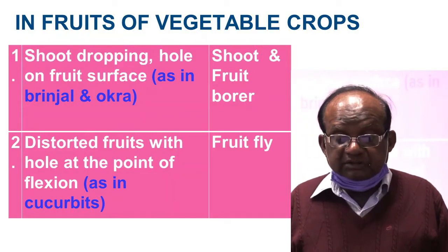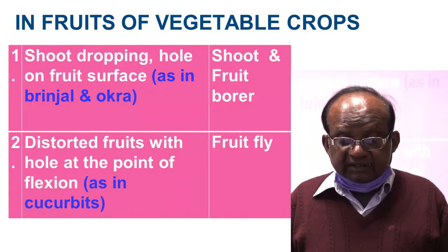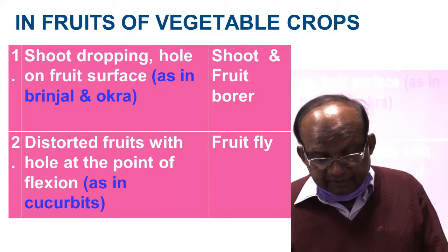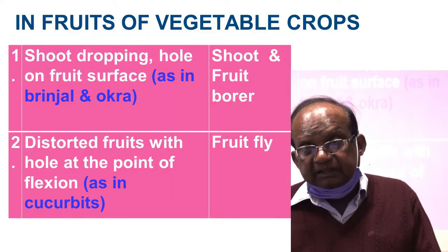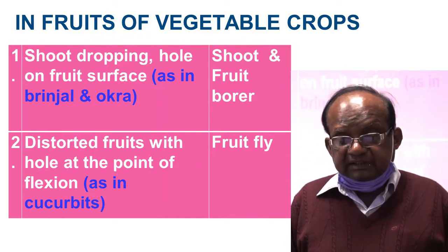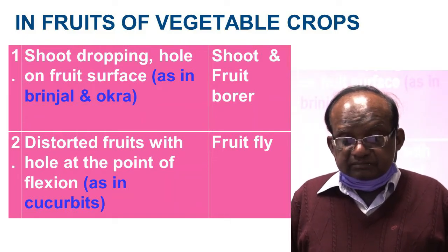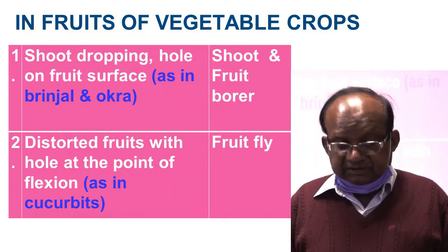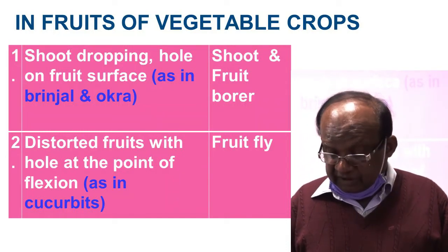Fruit borer also. Distorted fruits with hole at the point of flexion indicate fruit fly, as in cucurbits. All cucurbit fruits are affected by fruit fly, and at the point of attack of fruit fly, there is a point of flexion in the fruit. This also shows the attack of fruit fly.